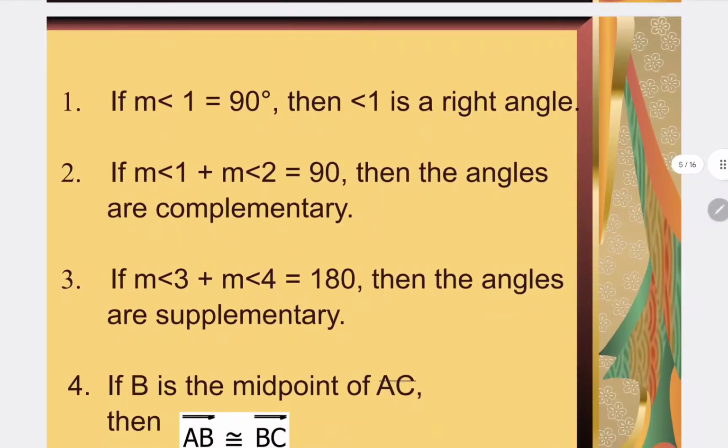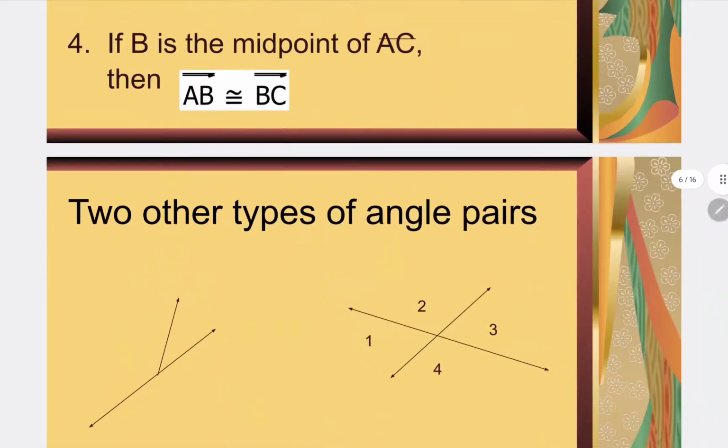Things to keep in mind, some definitions. If the measure of an angle is equal to 90, then it is a right angle. If two angles sum to 90 degrees, then the angles are complementary. If they sum to 180 degrees, the angles are supplementary. If B is the midpoint of segment AC, then segment AB is congruent to segment BC.